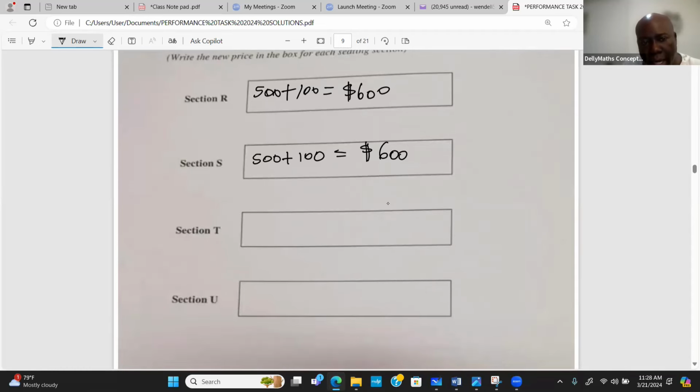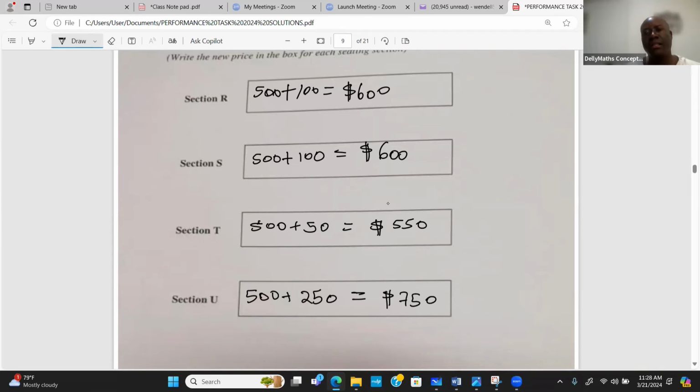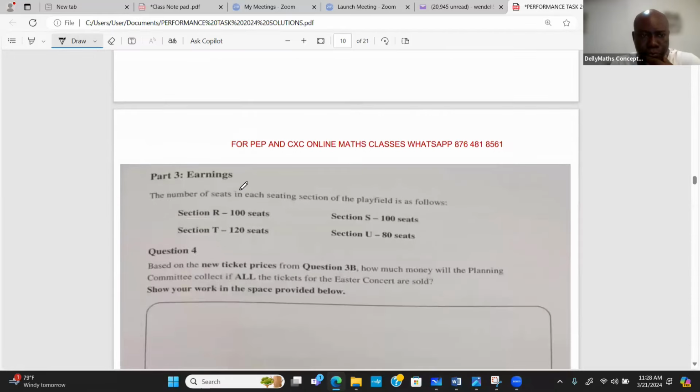T is way at the back, so it's 500 plus the $50 that was added to that. So you would have gotten 550 there. And lastly, the U, which is at the front, is like the VIP section full of features. And this part is $750. So this is the new price. So as you could see, everything was increased because it was 500 at first, and now you're paying different amounts, which is an increase, and you're seeing increase based on features. All right, let us keep going.